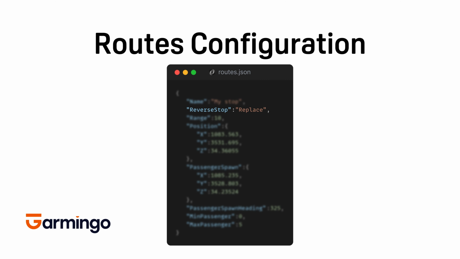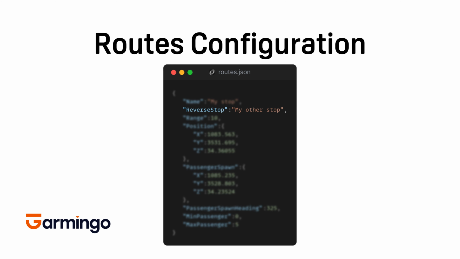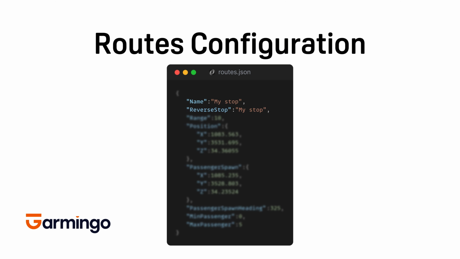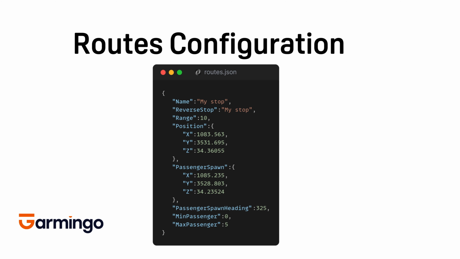The reverse stop property defines if there is a stop on the opposite side of the road that can be used for round trip or reverse mode. If you do not want to include a stop for reverse mode, just remove the line. If you want to set it to an existing stop, just set the name of the other stop. And lastly, if the stop works in both directions, just set its own name. Make sure to include a comma after every entry except the last one. Now save the file.